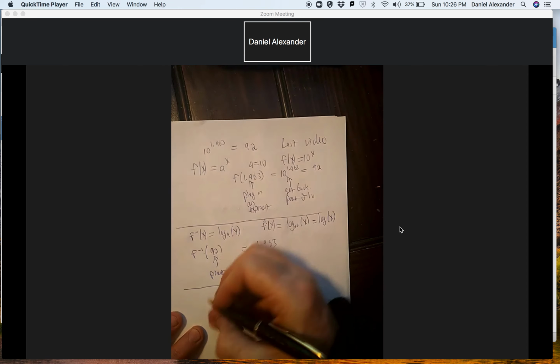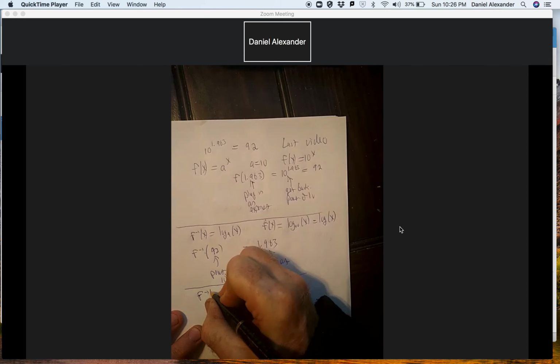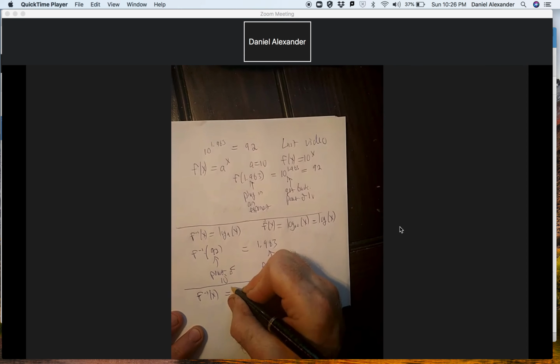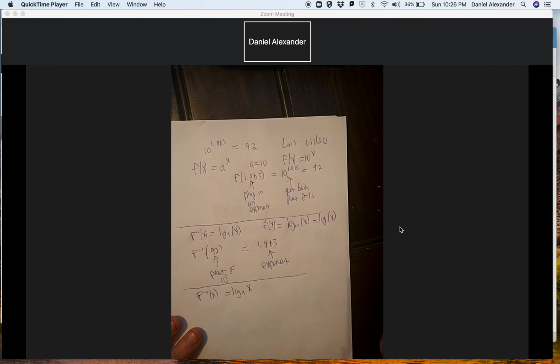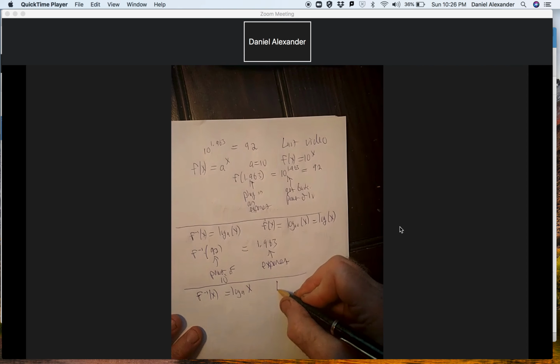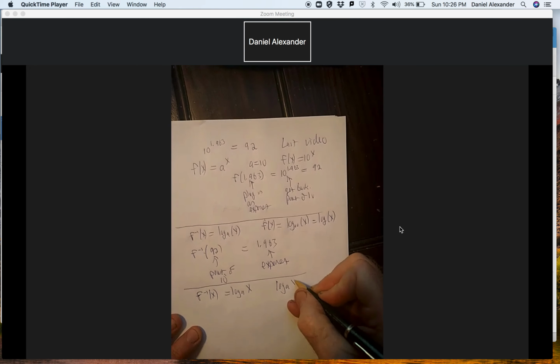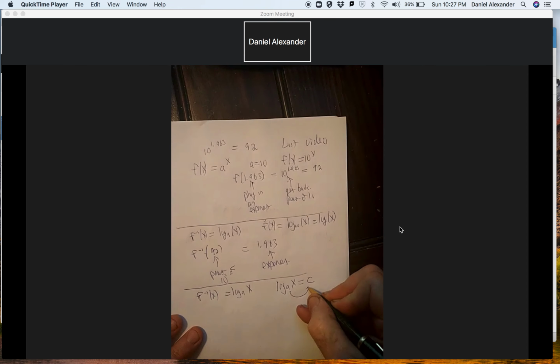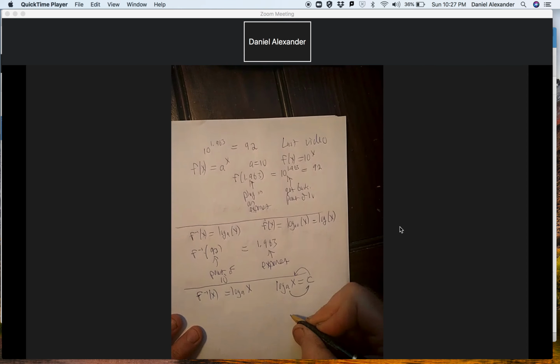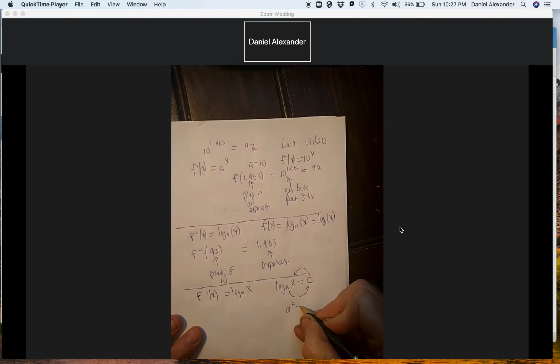We have a special notation for the inverse of 10 to the x. As I mentioned, it's the log base a of x. One way that I keep track of things is if I think of the log base a of x equaling some number, let's call it c, what that means to me is that a to the c is equal to x. So a to the c equals x.